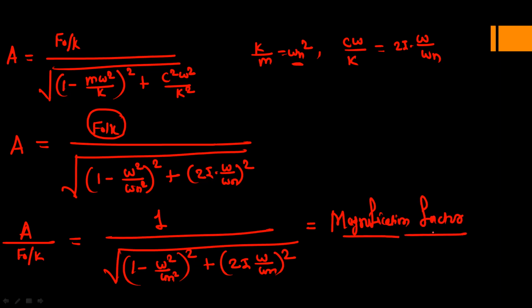So with the help of the magnification factor, we can study the effect of various forcing frequencies on the displacement. And also we can study, if we change the value of zeta, if the system is underdamped or overdamped, then what is the effect on the amplitude of the mass. So this is a dimensionless parameter, the magnification factor.